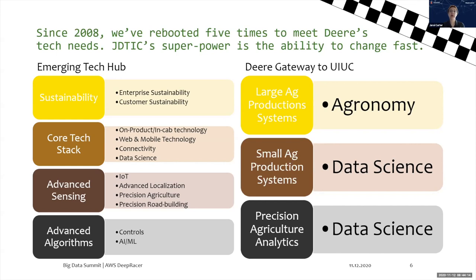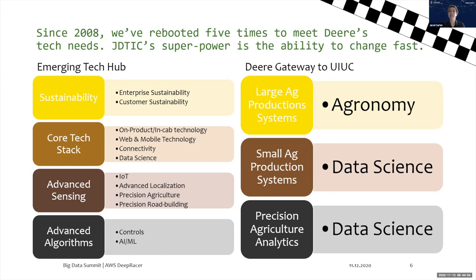And so when we think about what it means to be an emerging tech hub, there's some main areas that we focus on. One of them is sustainability, not only from the enterprise as a whole, but also what it means to the customer from the customer's point of view. Then we also look at things like the core tech stack, so things that are on product or in cab being used, as well as our web and mobile tech. Then there's the advanced sensing side of things, looking at things like IoT, localization, precision ag. And then for advanced algorithms, looking at machine learning and more intense things like artificial intelligence.